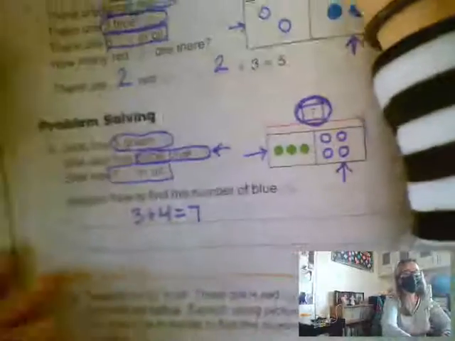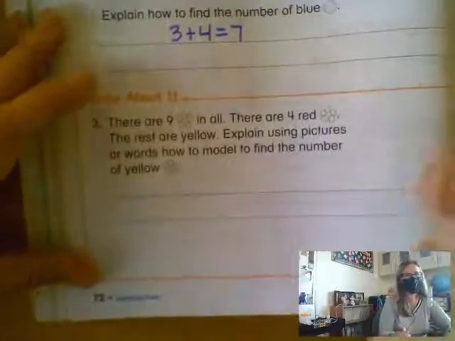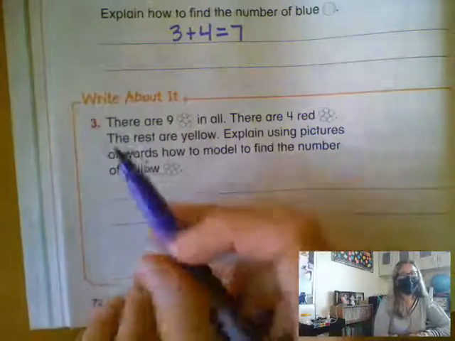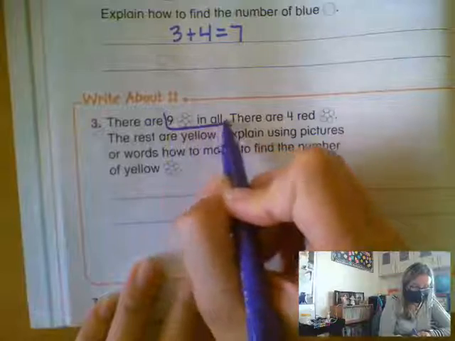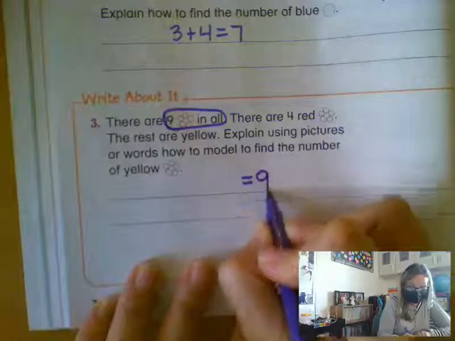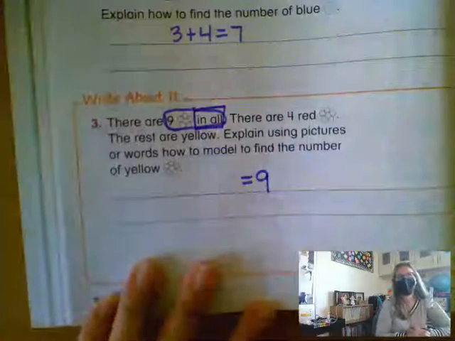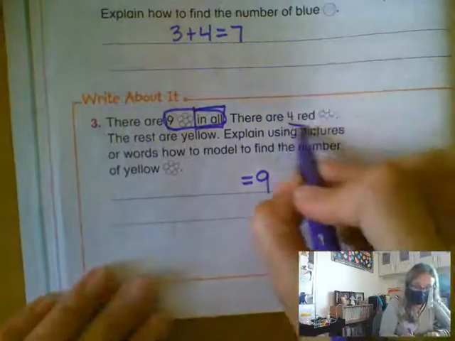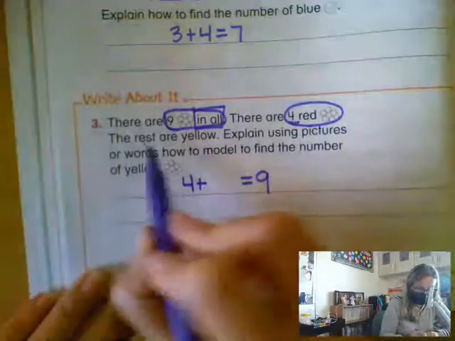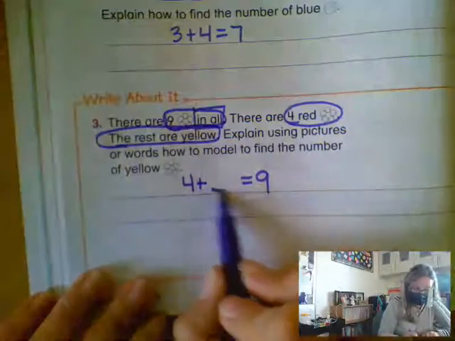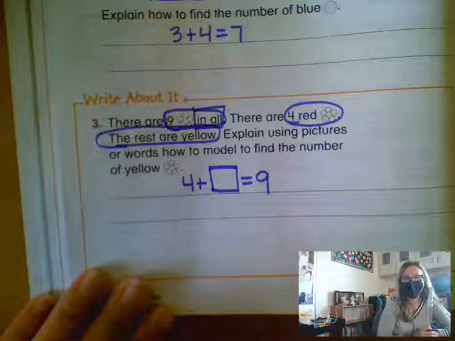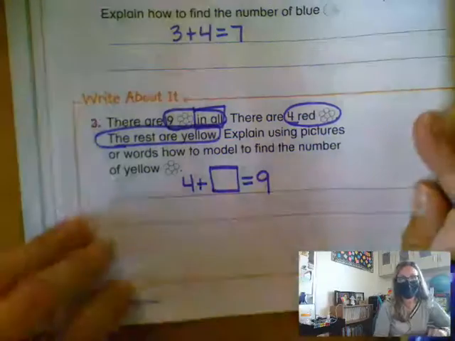Down at the very bottom, this one that says write about it. What's up, Ava June? Real quick, yeah. There are 9 flowers in all. Everybody circle 9 in all. That is our total. Okay, so we know that our problem is going to equal 9. When we see that in all, that's our sum. There are 4 red flowers, so that's one of our parts. 4. Plus, the rest are yellow. So this is the amount that are yellow. We don't know yet what that amount is.